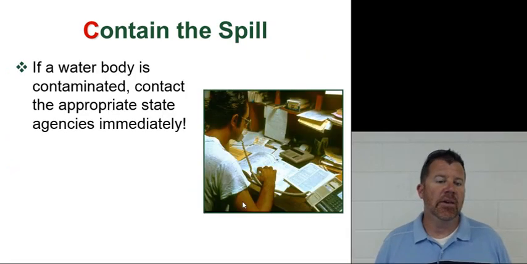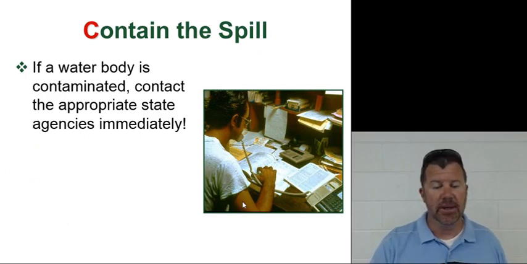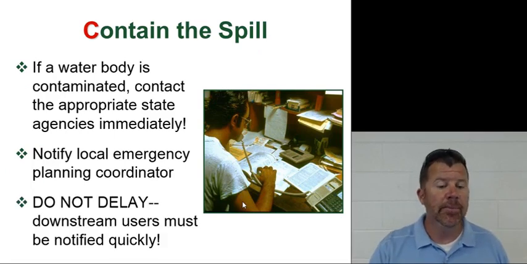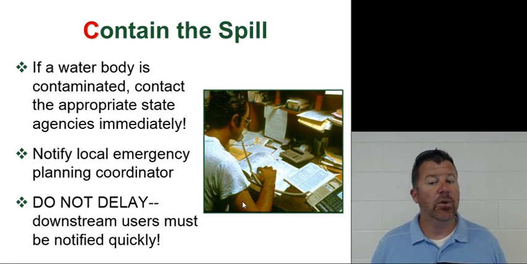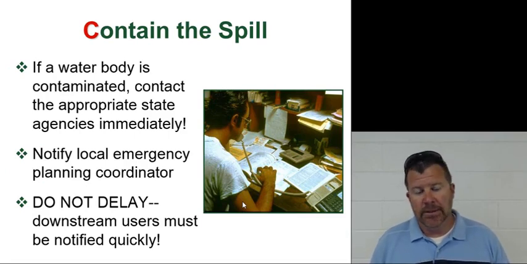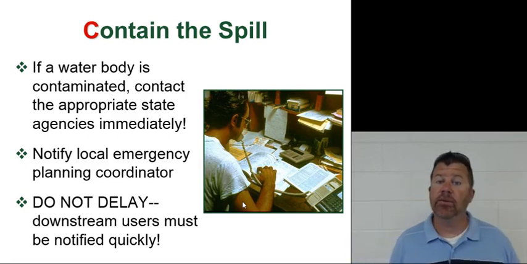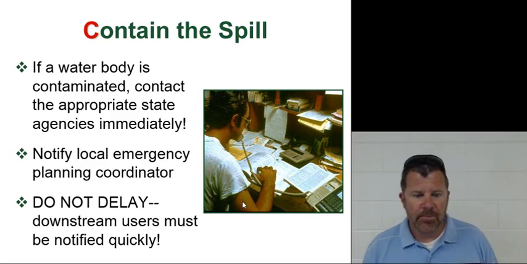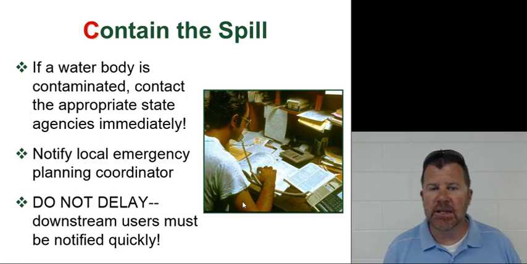Containing the spill again. If a water body is contaminated, contact the appropriate state agencies immediately. Notify the local emergency planning coordinator. And then do not delay. Downstream users must be notified quickly. That makes sense, possibly more if it's a creek or a stream. Sewer system, yeah, still, everybody does need to be notified.